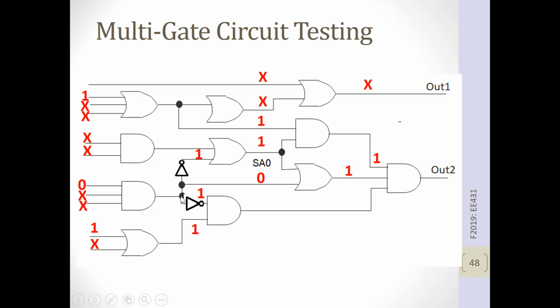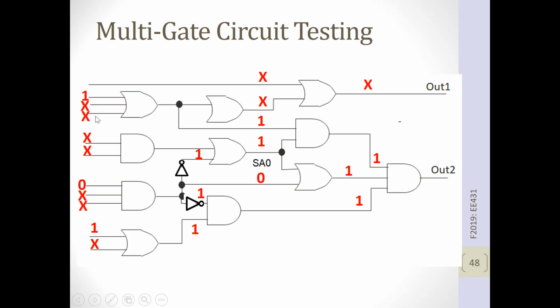So that's already taken care of. But this side already has to be a 1. And to do that, one of the two inputs has to be a 1. Now this becomes a 1. And if this is working correctly, out 2 will be a 1. If it's working incorrectly, then out 2 will be a 0. And so in this way, now we have a test vector.